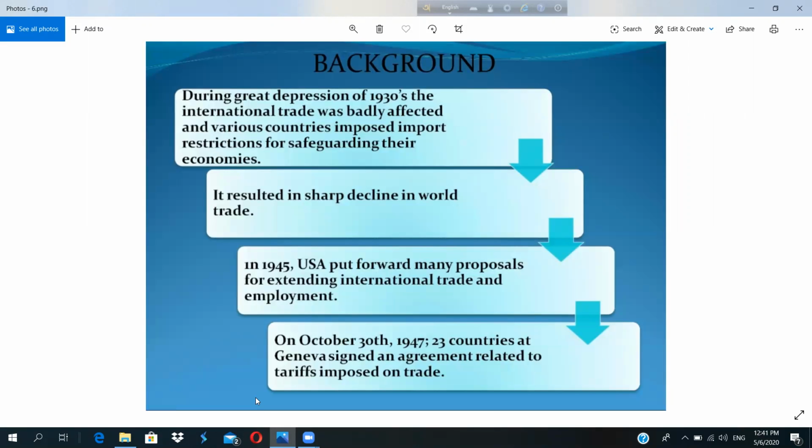The background behind the WTO: during the Great Depression in the 1930s, international trade was badly affected and various countries imposed import restrictions for safeguarding their economies. It resulted in a sharp decline in world trade. So in 1945, the USA put forward many proposals for extending international trade and employment. On October 13, 1947, 23 countries at Geneva signed an agreement related to the tariffs imposed on trade. So that is the background behind the WTO.